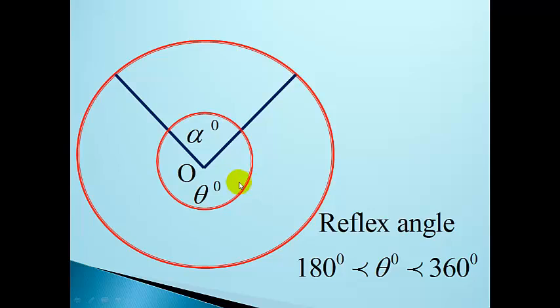So when you consider the two angles at the center O of the circle, theta degrees is the reflex angle since it is the angle greater than 180 degrees but less than 360 degrees. So theta degrees is the reflex angle because it is greater than 180 degrees but less than 360 degrees.